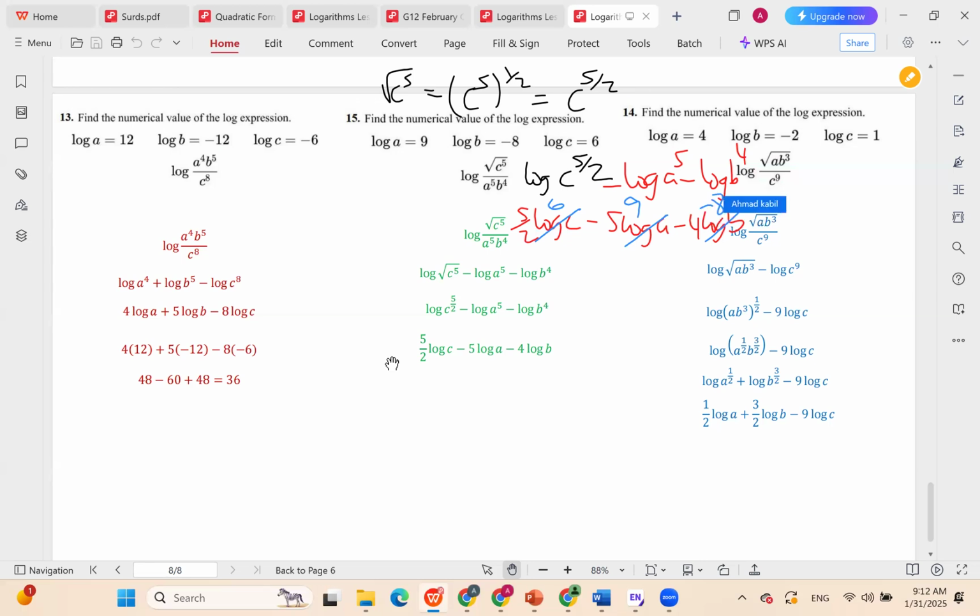So 5 over 2 times 6 minus 5 times 9 minus 4 times negative 8. And this gives us 15 minus 45 plus 32. On the calculator, you can get that. The answer is 2.